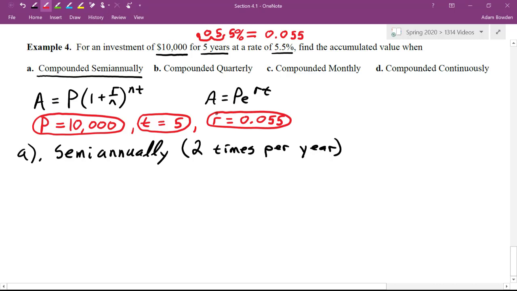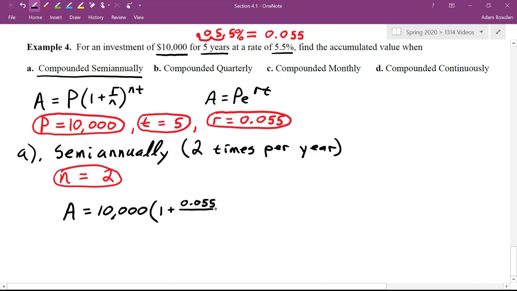Okay, so that gives us P, T, and R. N, again, stands for the number of times that it's compounded per year. And so since it's semi-annually, we say it's twice per year, N would be 2. So we need to put this into the formula so we can calculate the amount. So just looking at the formula, putting each number where it's supposed to go would look something like this.